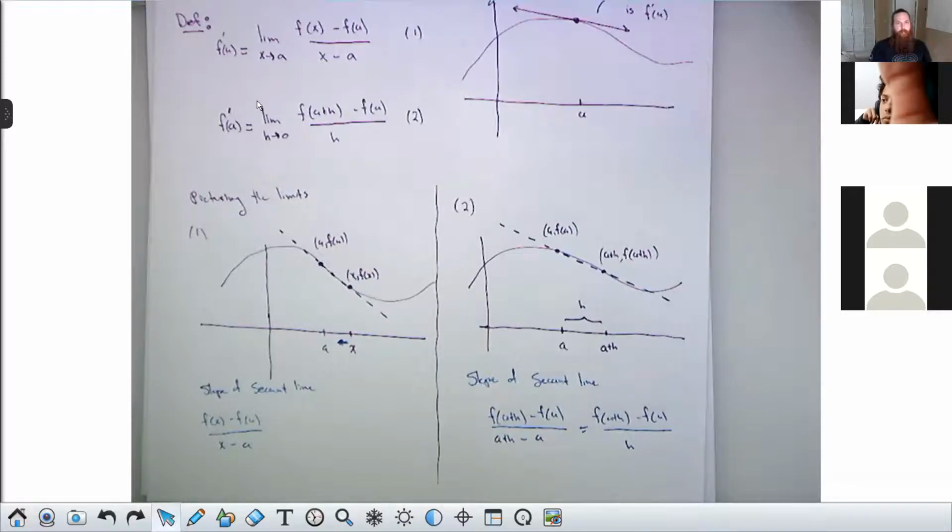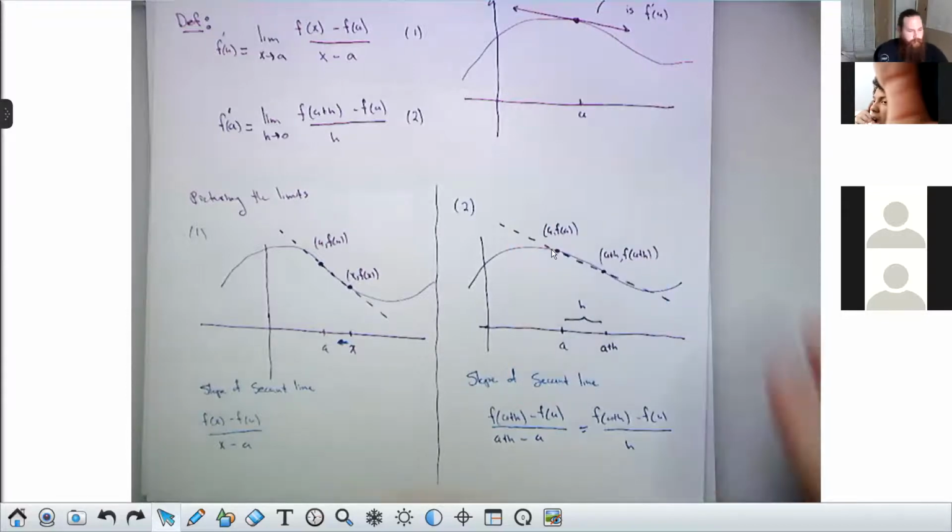So you see, it's really the same thing. In this case, I'm taking the limit as x goes to a, which has the effect of bringing this point to this point and turning my secant line into a tangent line. In this case, I'm doing the exact same thing, just with different symbols.